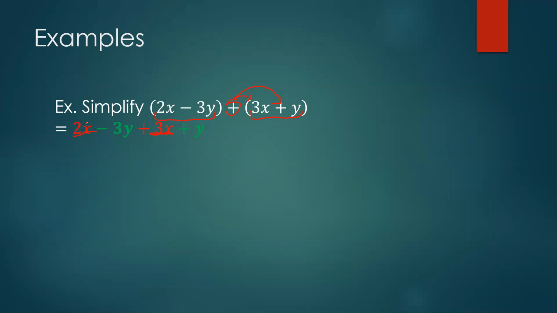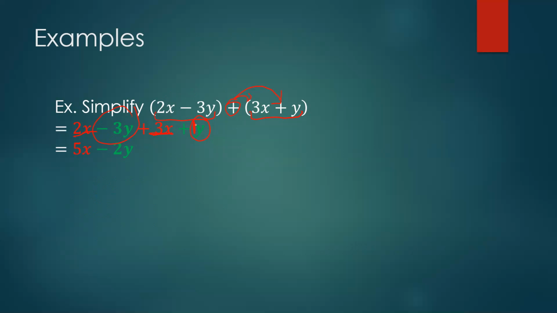To add up the like terms, you simply add the coefficients, right? So 2 plus 3 gives me 5, and that means I have a 5 in front of x, so we have 5x. And then for the next set of like terms, I have negative 3y and y, and we know that negative 3 plus 1, and again, this is an imaginary 1, will end up giving me negative 2. So I'm going to have negative 2y. So my final answer is 5x minus 2y.